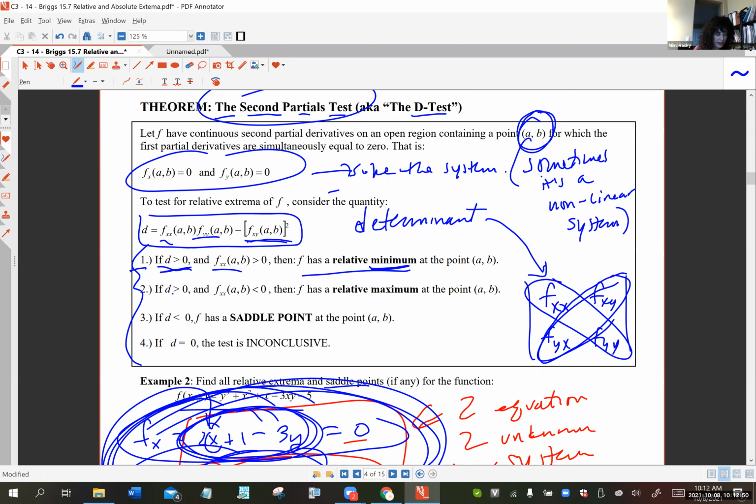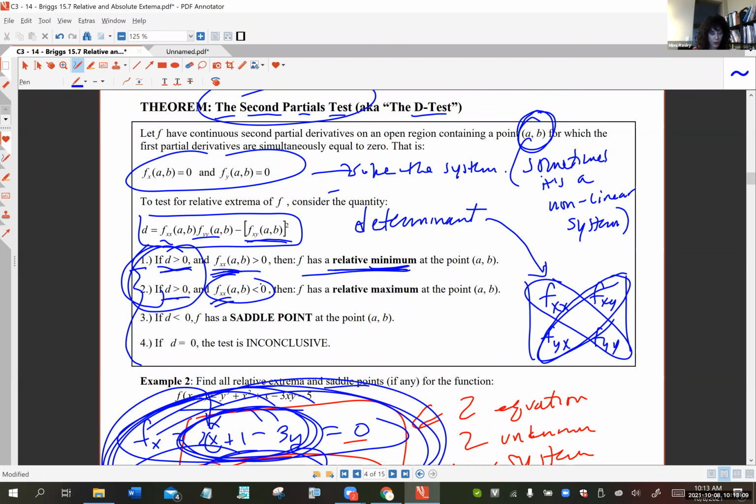If D is positive, and these first 2 are for when D is positive, you have to check what fxx is doing. So if D is positive and fxx is also positive, evaluated at the critical point, you have a relative min. If D is positive and fxx is negative at that critical point, you have a relative maximum.